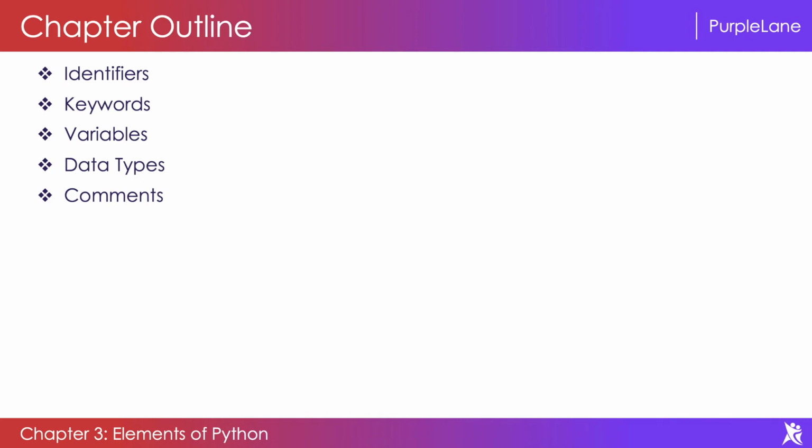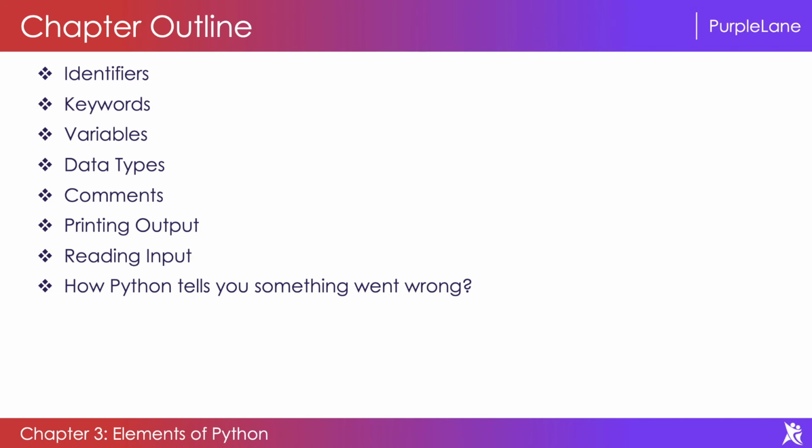To be able to write genuinely useful programs, we must be able to read input from the user and produce output to the user. So we take a deeper look at the two most widely used functions in Python, to write output and to read input. Then we will examine how to interpret the errors that Python tells you when something went wrong in your code.